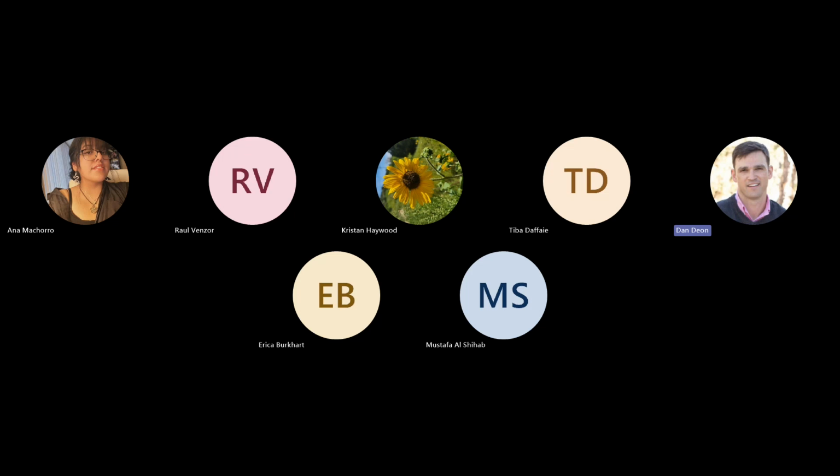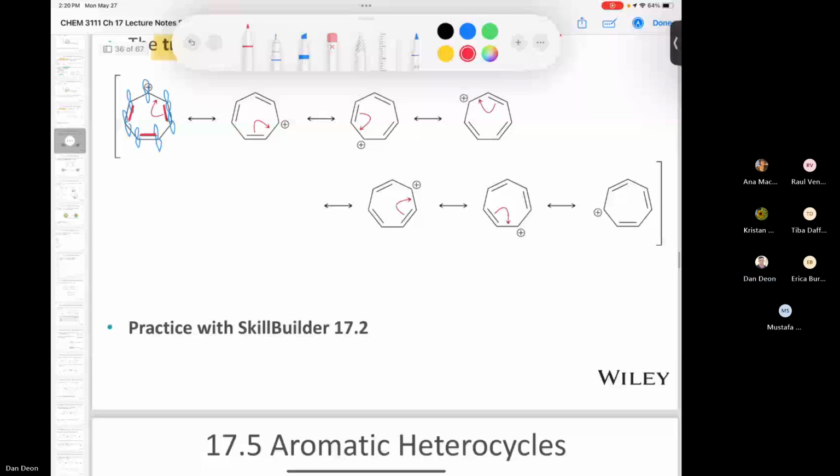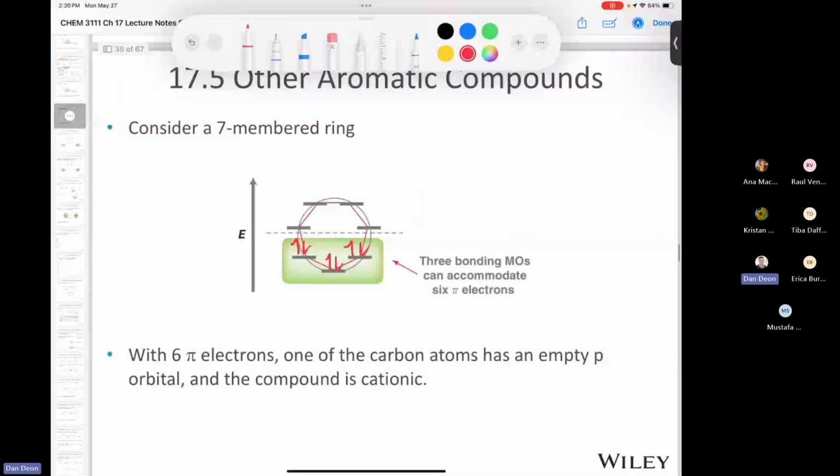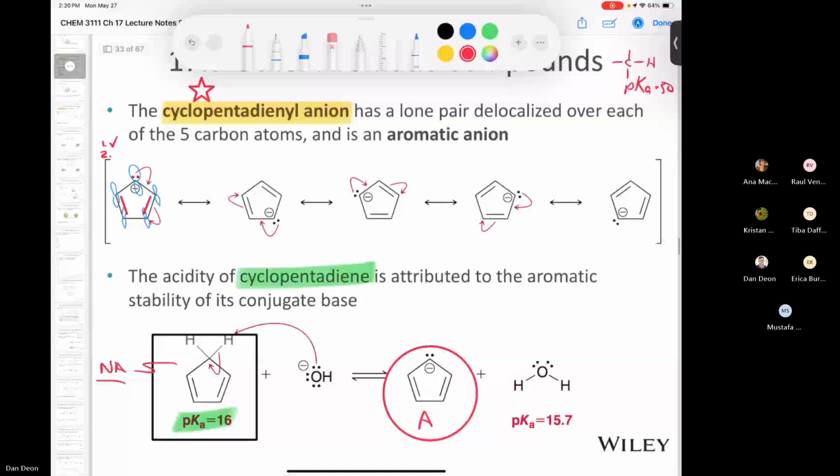Okay. All right. So where were we? We were somewhere around here. So we finished talking about the cyclopentadienyl anion right here. Hopefully you can all see that. I'll give it a second here. My computer's a little slow.